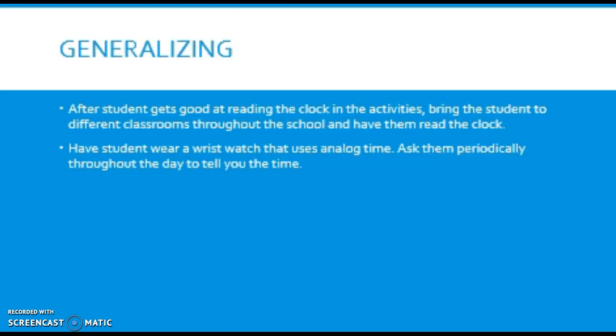For generalizing, after the student gets good at reading the clock and the activities, I would bring the student to different classrooms throughout the school and have them read their clocks. I would do this during different times of the day. That way they wouldn't just go from classroom to classroom telling me the same exact time. I would also make it random when I would go, so every day it would be different.